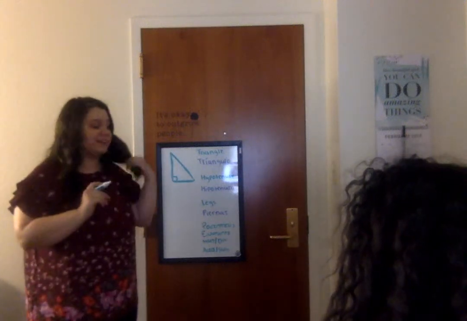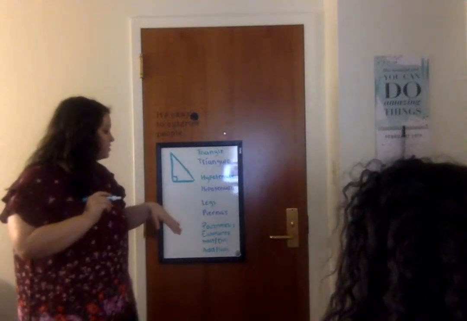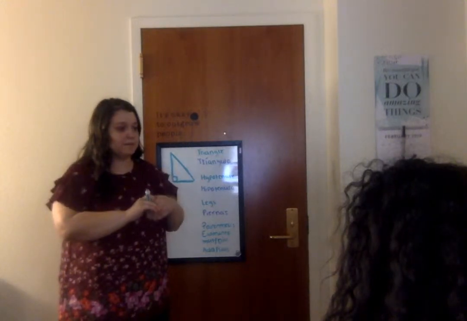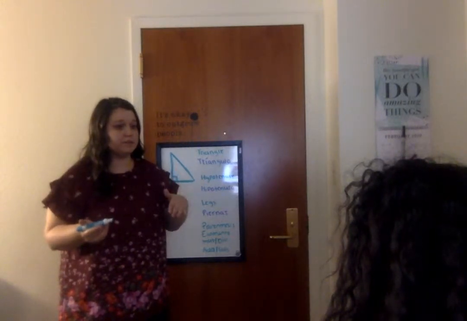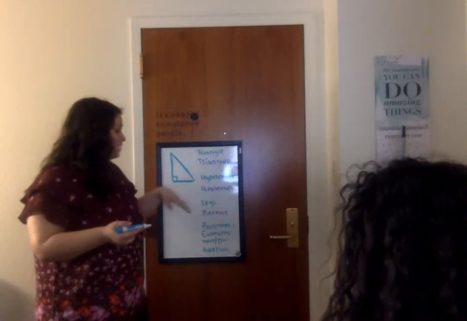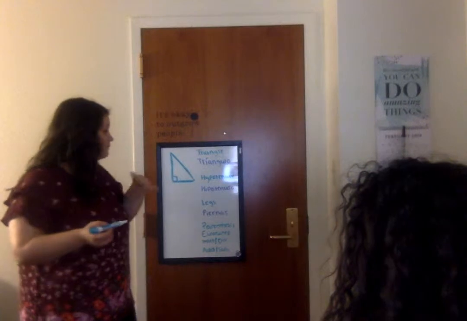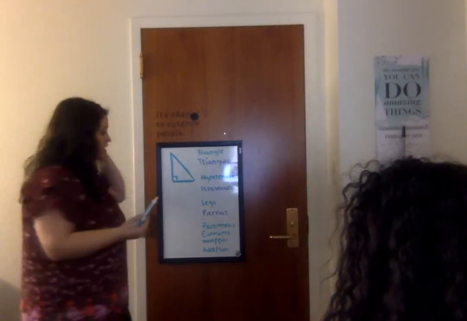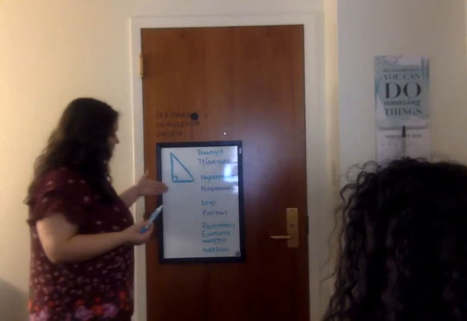Alright, good morning guys. So today I'm going to teach you about the Pythagorean theorem, which is an equation that can be used to solve for the lengths of different segments of a right triangle. So first I'm going to explain what a right triangle is for anyone who doesn't know. So this is what it looks like.